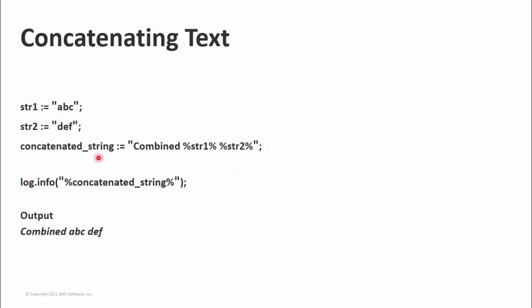Then in this little fragment of code, I'm logging the value of the concatenated string, and the output will be combined ABC DEF, because that's what I put. I put combined as a string, space, the value of str1, space, the value of str2. So it's combined space ABC space DEF is the output in the log.